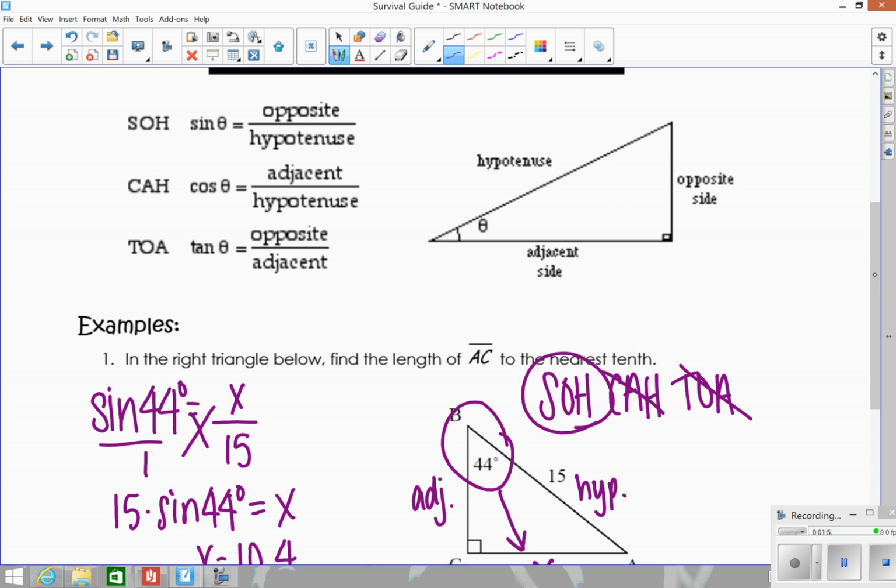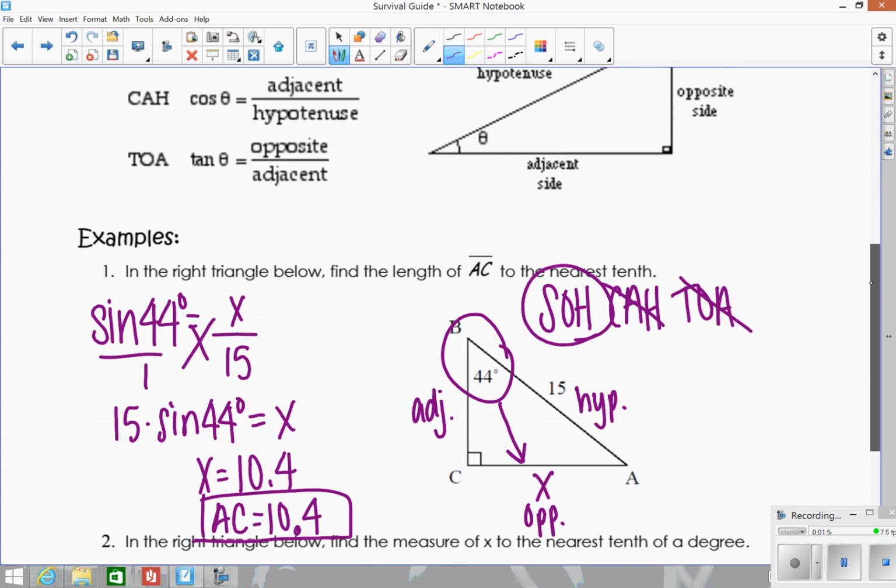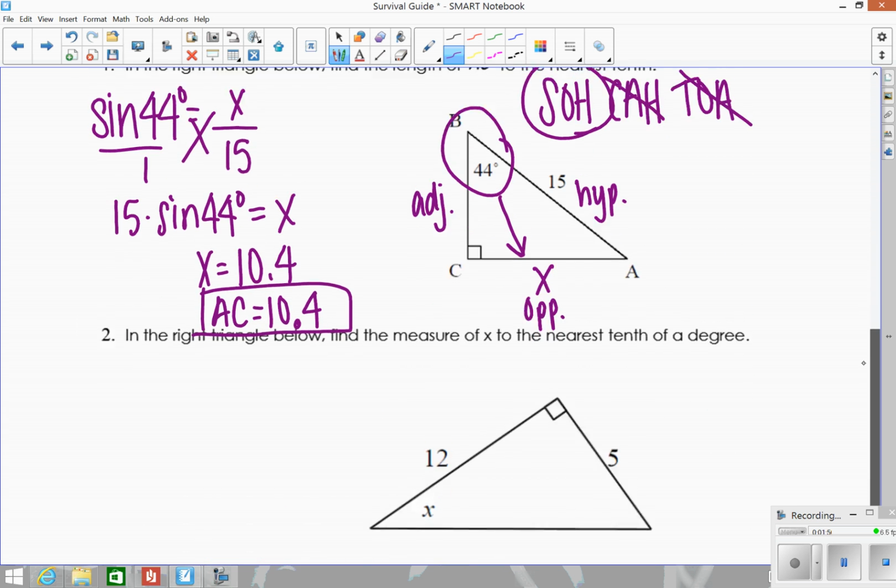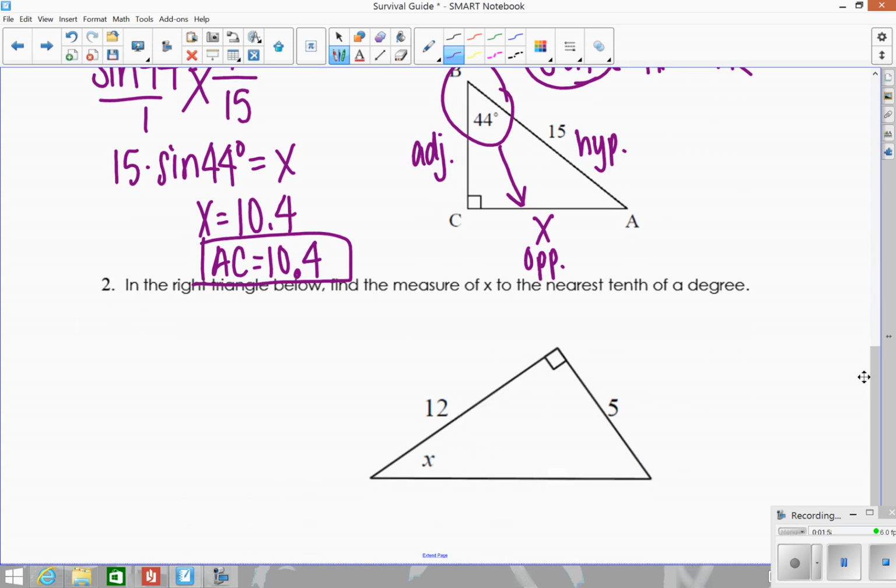Number 2 here is asking us to find the measure of X in this triangle. Again, I know I'm going to be using right triangle trig because I have a right triangle, I have two sides, and I'm trying to find an angle. So first thing I'm going to do is circle the angle. I'm going to go across from it. That's going to be the opposite. Hypotenuse will be opposite that right angle. And the adjacent will be next to this side.